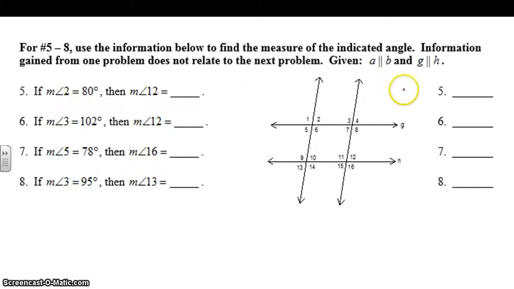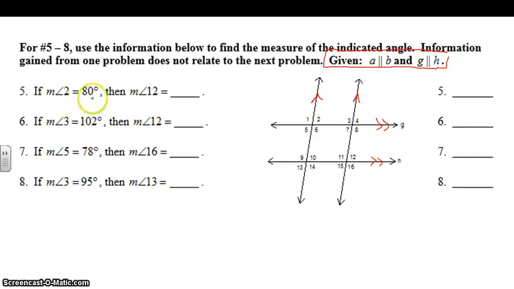Okay, number five, you read the directions. We're finding the missing angles. Information that we get from one problem to the next doesn't carry on. The thing that does carry on is the given information, so I'm going to mark that. A is parallel to B. Oops, and let me get rid of that extra line there. A is parallel to B, so I put single arrows on those. And G is parallel to H, so I need doubles. Because if you put singles on all four, you're trying to say they're all parallel to each other, which is clearly false.